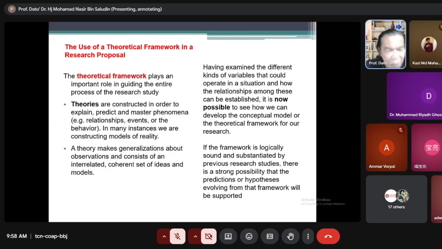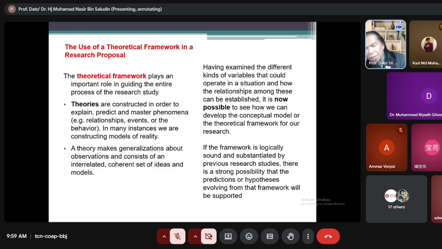A theory makes generalizations about observation and consists of an interrelated, coherent set of ideas and models. The theoretical framework is needed for both types of research: quantitative, qualitative, and mixed method, the combination of quantitative and qualitative. Having examined the different kinds of variables that could operate in a situation and how the relationships among these can be established, it is now possible to see how we can develop a conceptual model or theoretical framework for our research.